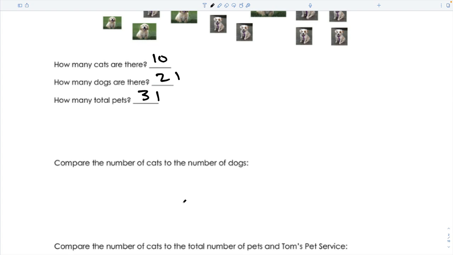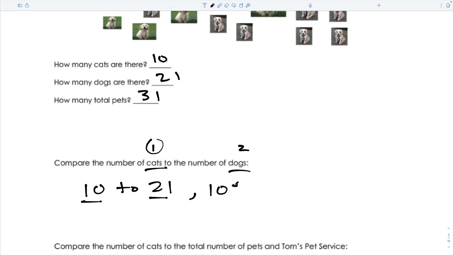We're going to create a ratio, and ratios were likely given to you in 6th grade. They're fairly simple. If it says compare the number of cats to dogs, we're going to list the number of cats first, dogs second. A ratio could look like 10 to 21. Here's the number of cats, here's the number of dogs. There's another way to write it. You could write 10 colon 21.